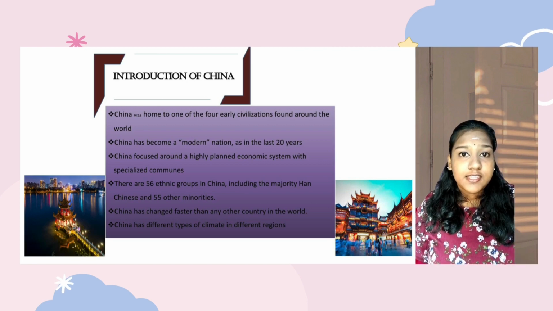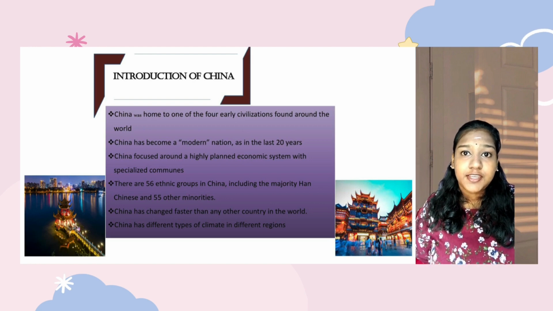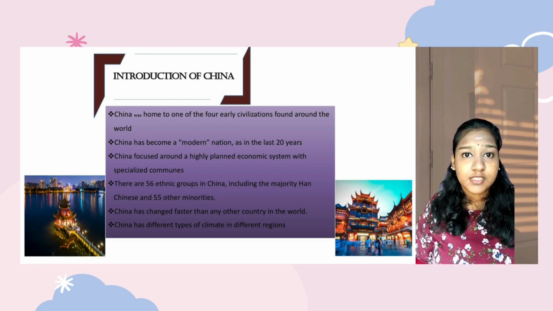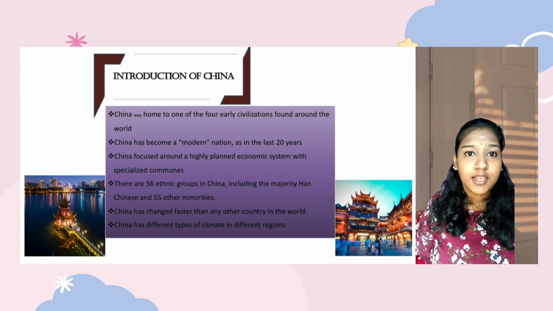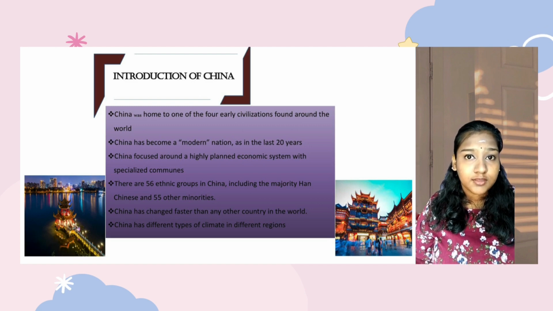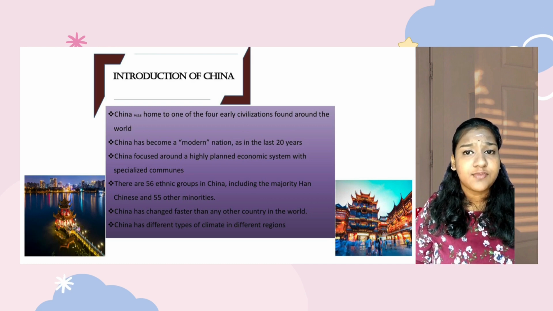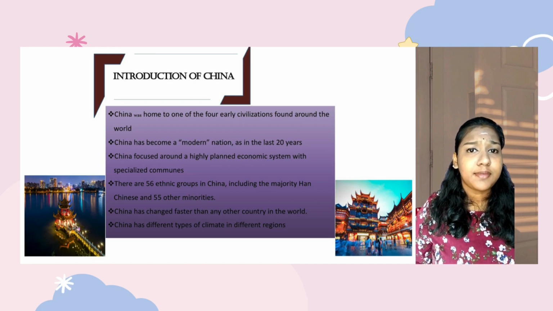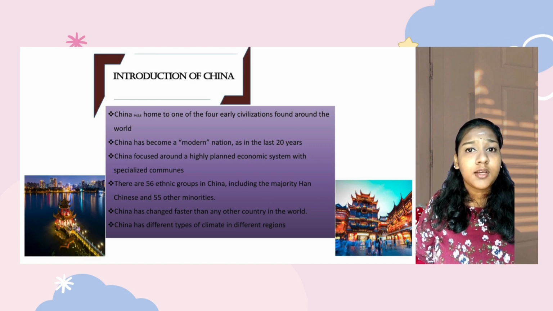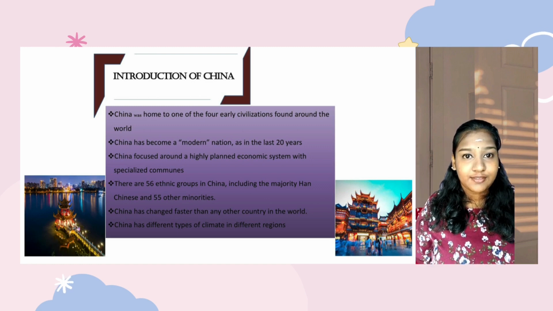There are 56 ethnic groups in China, including the majority Han Chinese plus 55 minorities. China is a multi-ethnic nation. China's minority ethnic groups mainly live in the border regions and mountain areas of the north, south, and west. Their costumes, festivals, and customs are unique and colorful and are some of China's unique attractions.